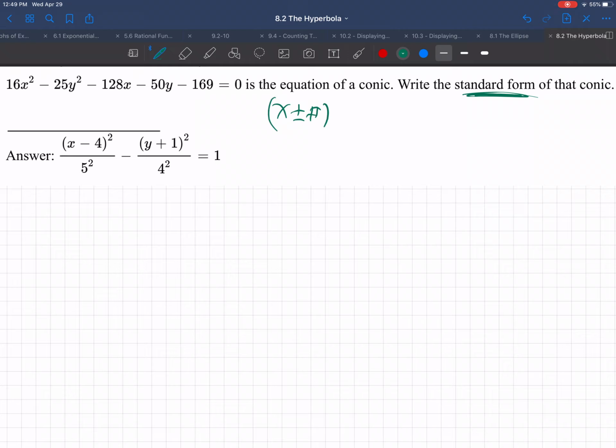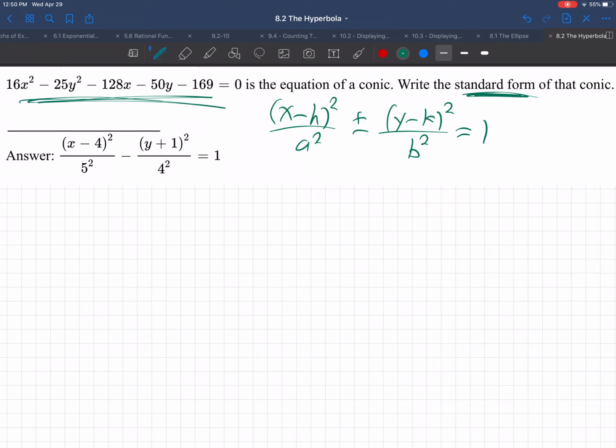Well, in fact, let me just write it the way they write it. They mean (x minus h) squared over a squared, plus or minus in the middle, (y minus k) squared over b squared, equals 1. So they mean to make it like that. So I've got to change it from this form to that form.